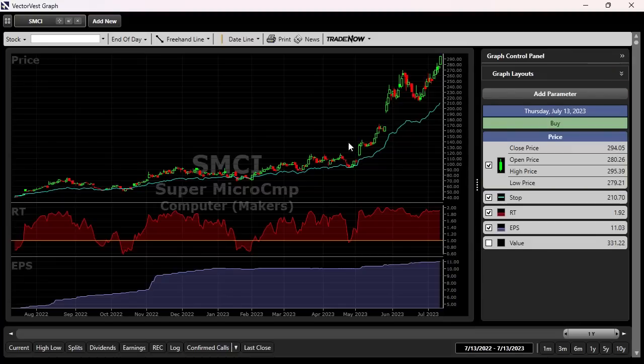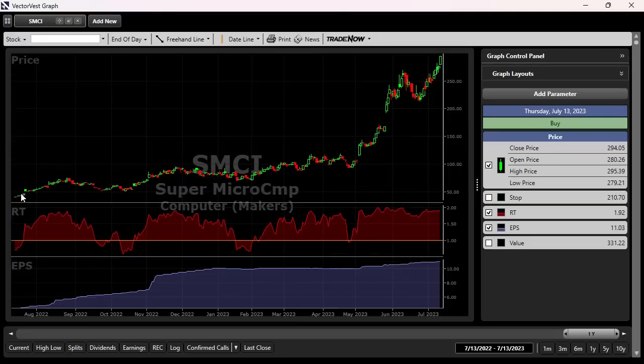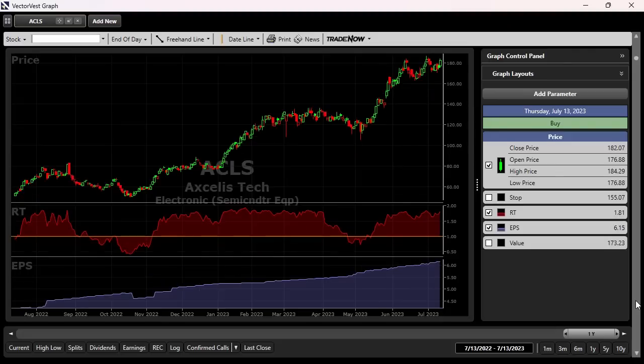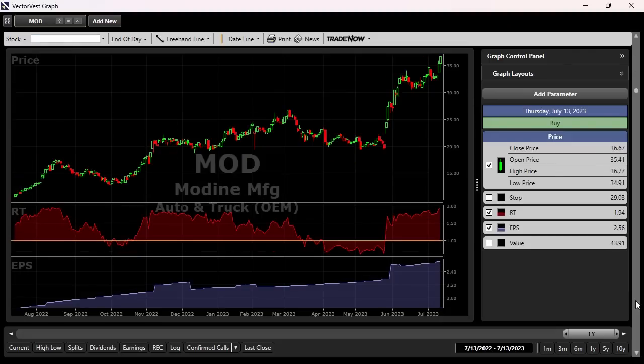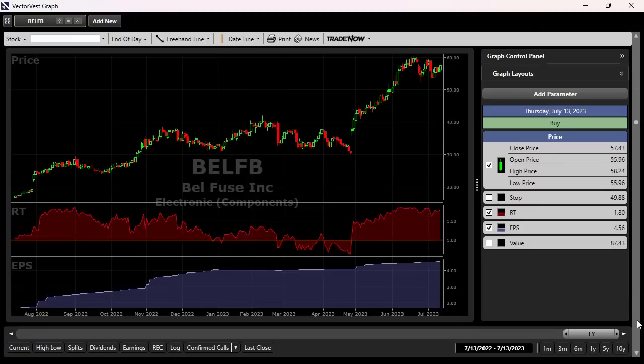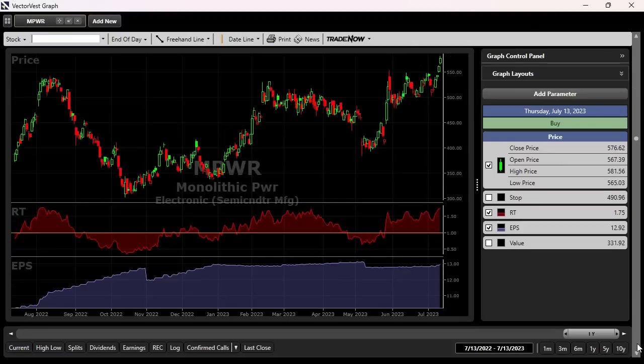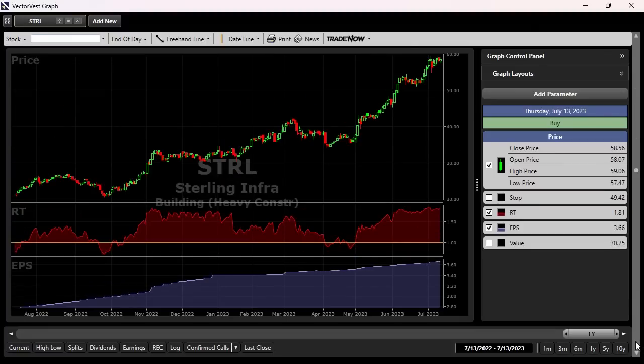On this layout then we have the price of the stock, the VectorVest stop price, RT, and the earnings per share data. And we want to favor in particular stocks whose price pattern is going bottom left, upper right, smoother the better, driven by earnings per share performance going bottom left to upper right, smoother the better. And so just flipping through the graphs, you can make a quantitative analysis just visually looking at those patterns and select the best patterns out of the group.